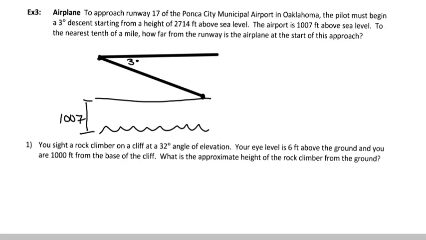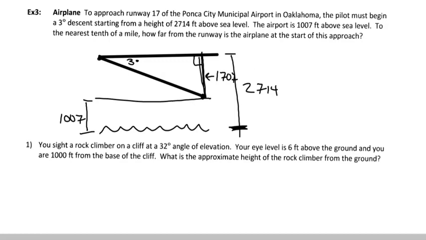Now it tells us that this whole entire thing, the height of the plane, is actually 2,714 feet above sea level. Now really, this is what we care about. So we need to figure out what is that right there. Any ideas? If you said subtract, you are correct. So it's 2,714 minus 1,007. And that tells us that this right here is 1,707 feet.